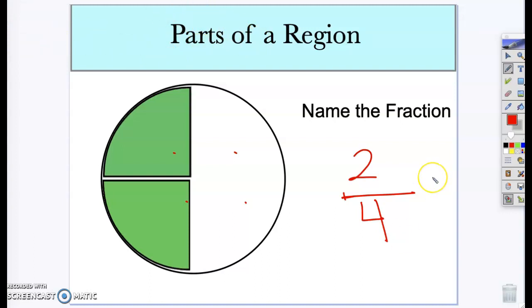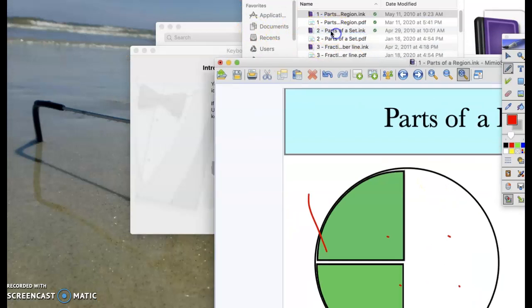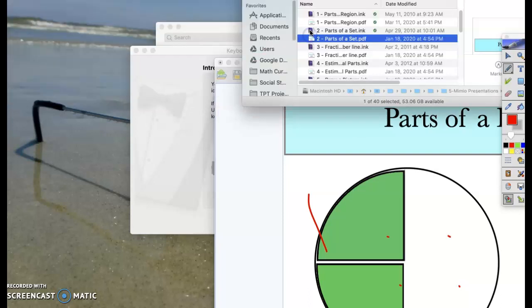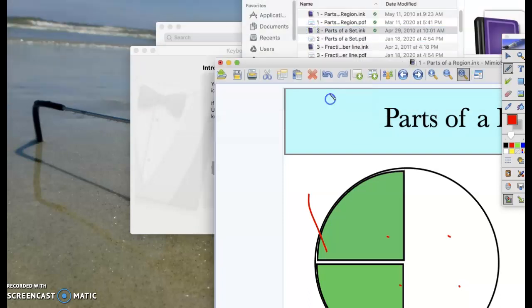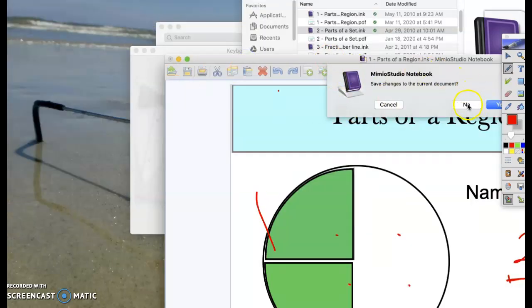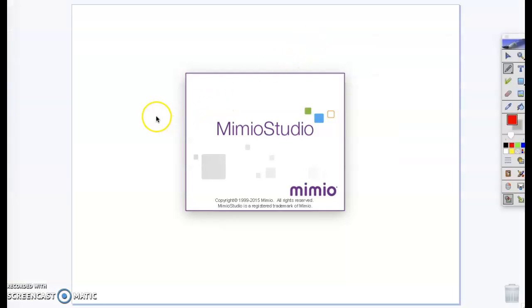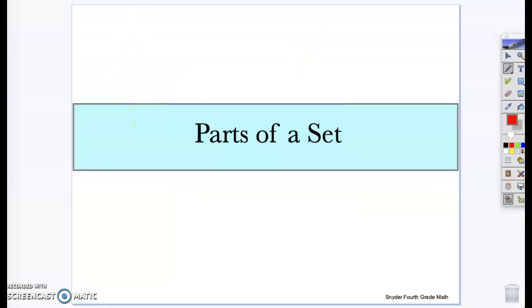And then let's take a look at parts of a set. I don't know why that's not opening. Let's try closing this one first. There we go. Parts of a set is going to be really similar.